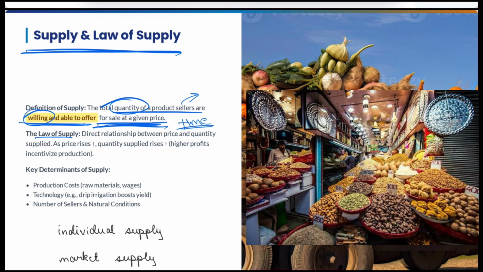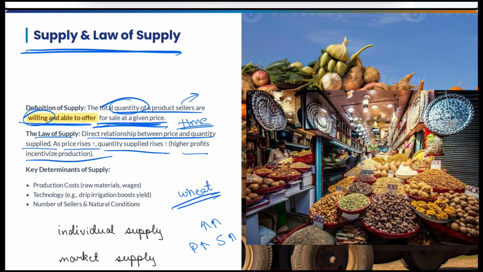So what is the law of supply? The direct relation between the price and quantity supplied. If the price rises, the quantity supplied will increase. That is, higher profits intensify the production. If the farmers who grew wheat that particular year got more profit, then the next year obviously people will increase the supply of wheat because they think they'll get profits from it. So that is how the price and the quantity supplied of that product have a direct proportion. If the prices increase, then the supply will also increase.